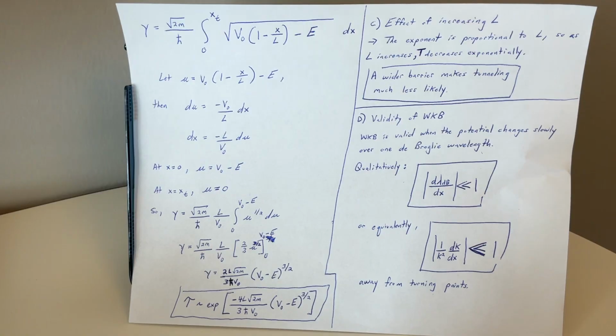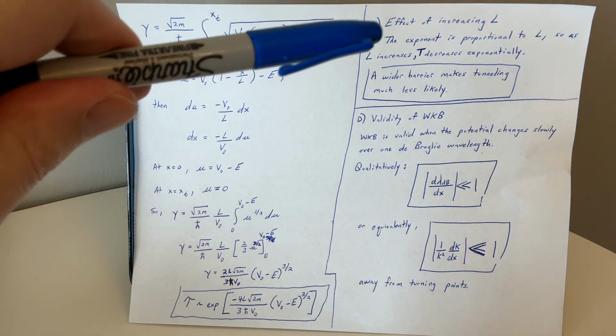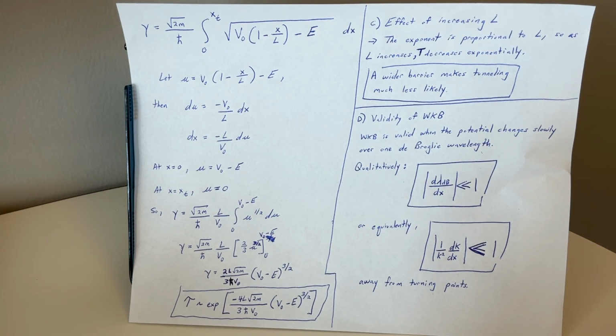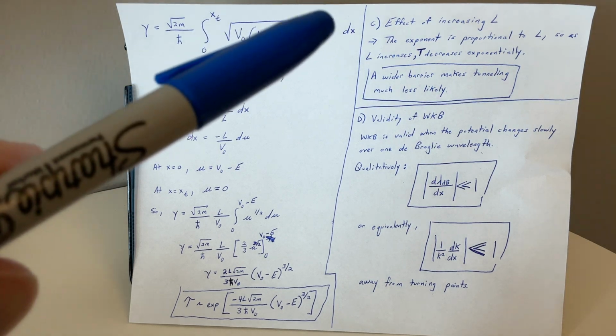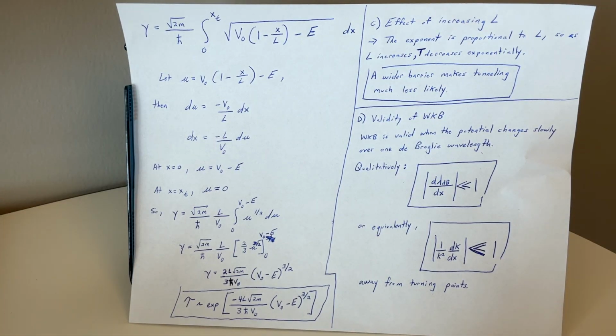Moving along into letter C. Letter C, from the previous page: explain qualitatively how the tunneling probability changes as L increases. So what we could say here is the effect of increasing L: the exponent is proportional to L. So as L increases, T decreases exponentially. A wider barrier makes tunneling much less likely.